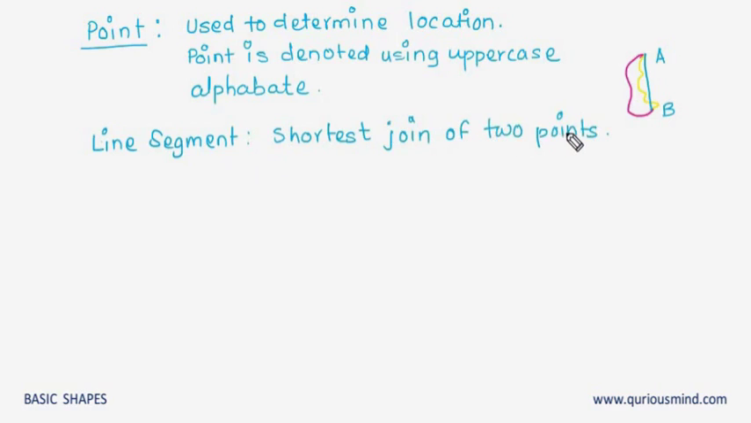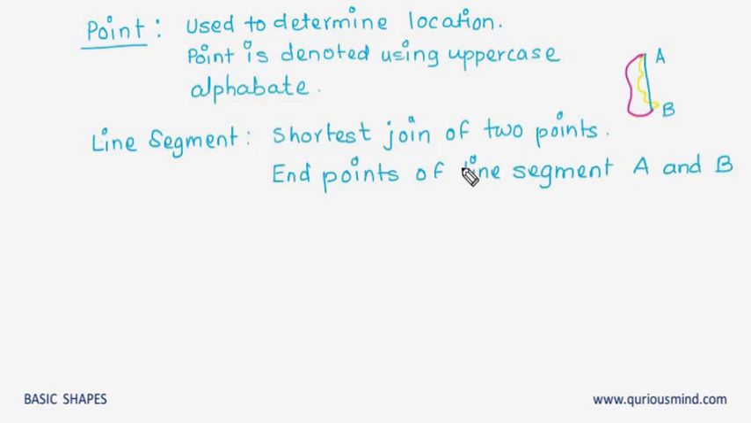The 2 points which are joined by this shortest distance are called end points of the line segment. And the line segment is denoted using these end points. So I can call this line segment AB. To represent that this is a line segment, we give a bar on the top, without any arrows, just a bar on top. And this can be pronounced as line segment AB.